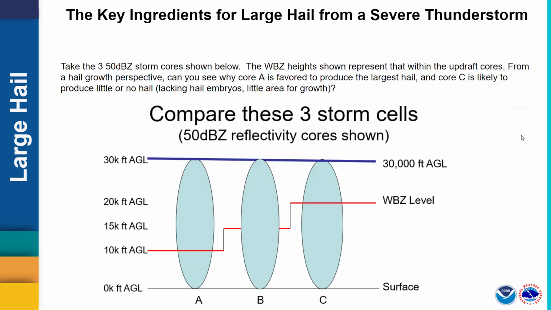Compare these three storm cells. There are 50 dBZ cores that are shown. I'm also showing the wet bulb zero heights, representative of that within the updraft cores. From a hail growth perspective, can you see why core A on the left is favored to produce the largest hail, and core C to the right is likely to produce little or no hail due to lacking hail embryos and little area for growth?